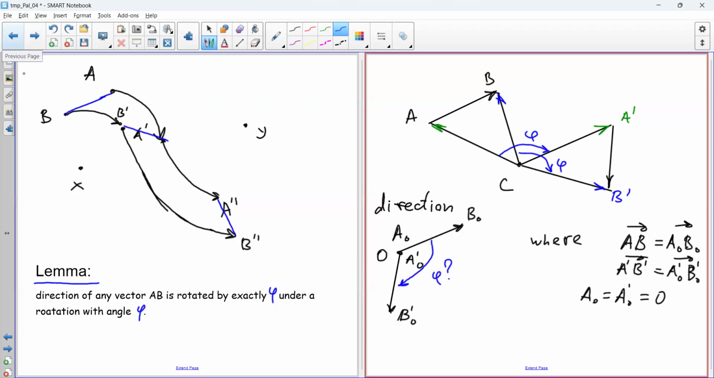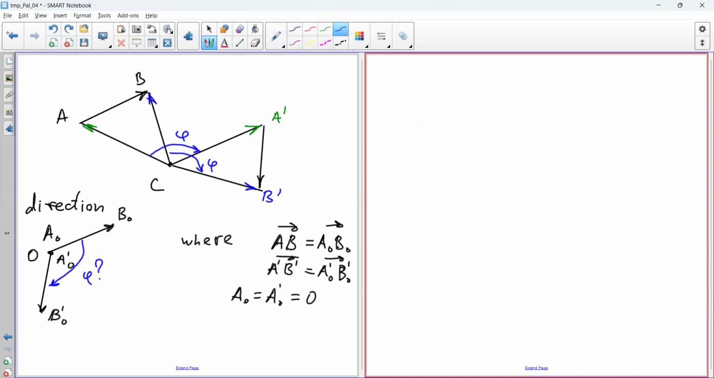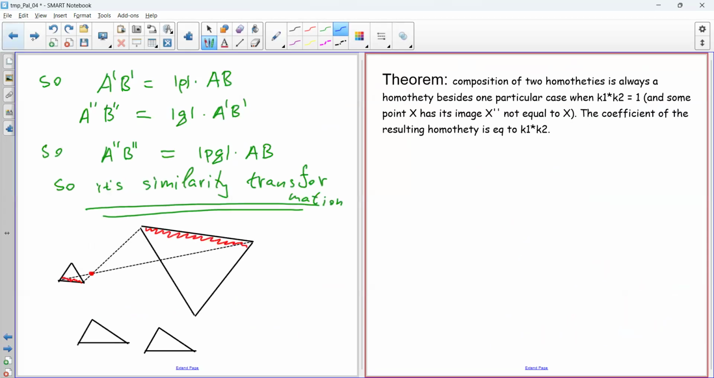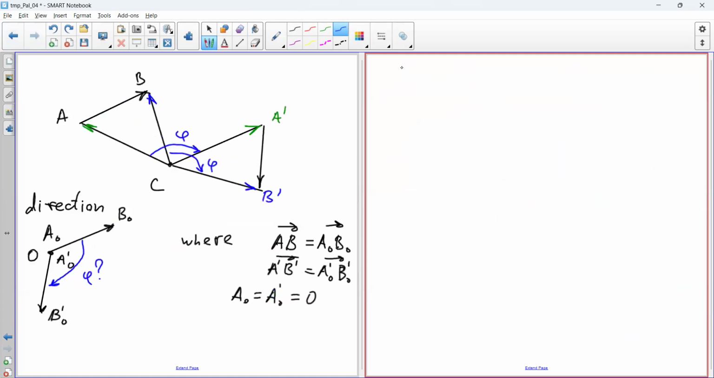And okay, when we do this lemma, we will actually find a very nice approach to the theorem that we have control over the length of the segments, and also we have control over the direction of the vectors. So that will allow us to deal with the composition of rotations. And finally, composition of rotational homotheties.